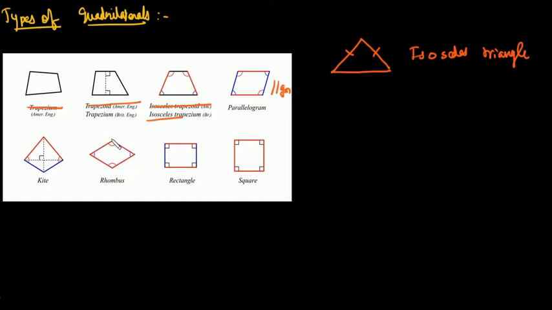Then we can call this a rhombus. Okay. Then what is a square? Where is the square? This is the square.